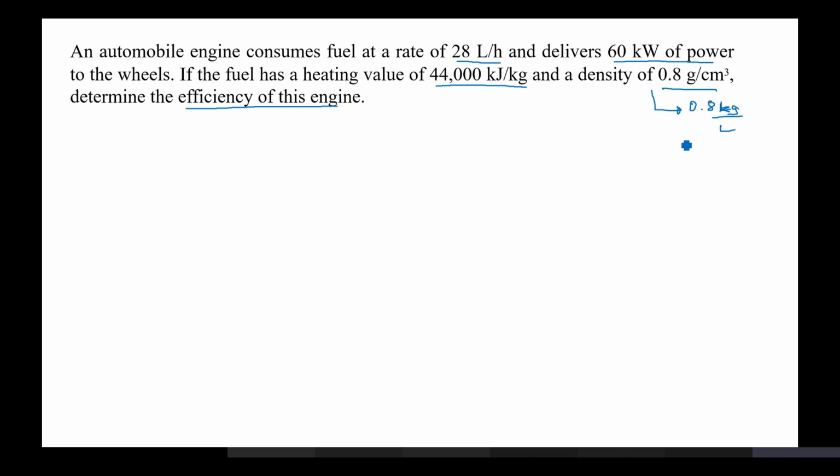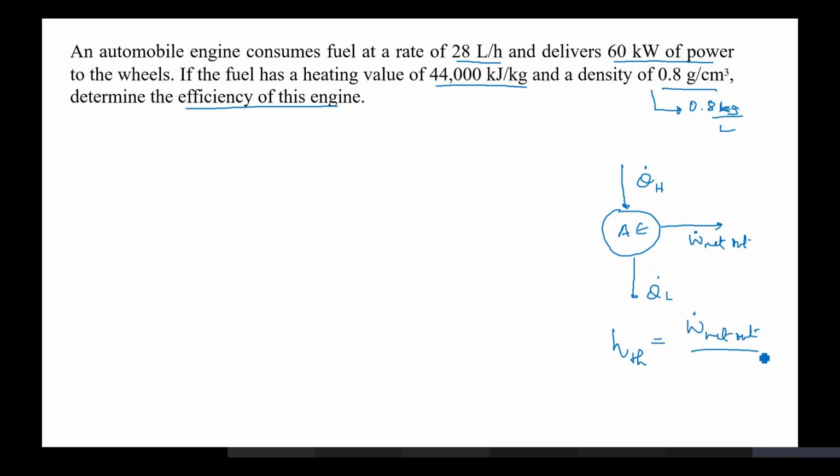If you want, I can draw the schematic for you also. So you have this automobile engine. This is receiving heat, you could say Q dot H, delivering some power, which is W dot net out, and rejecting some heat, Q dot L. So you have to determine the efficiency. The formula for efficiency, I'll write it for you over here. We have already discussed it. It is essentially net work out divided by Q dot H.